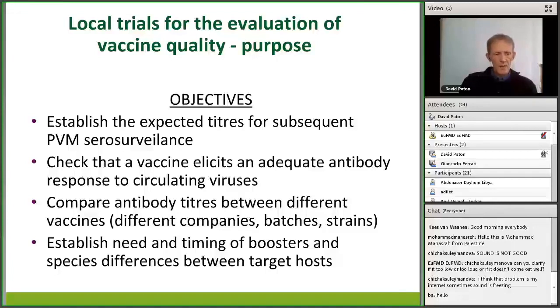The objectives of this are to establish the expected titers for subsequent PVM serosurveillance, to check that the vaccine elicits an adequate antibody response to circulating viruses, and to compare antibody titers between different vaccines, so you can see which ones from different companies and batches give you the best titers. And if you do a more sophisticated study and follow the animals over time, you can establish the need and timing of boosters, and even, if you want to, look at species differences between target hosts.